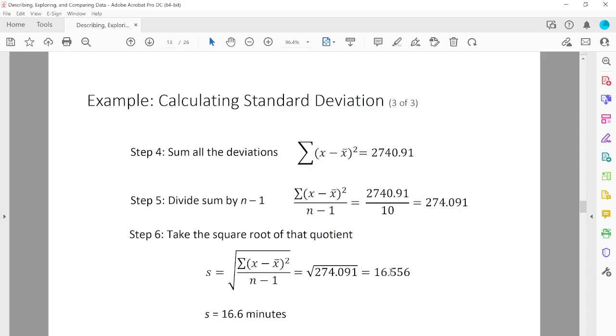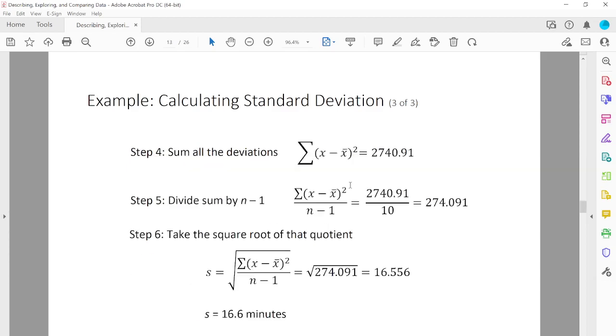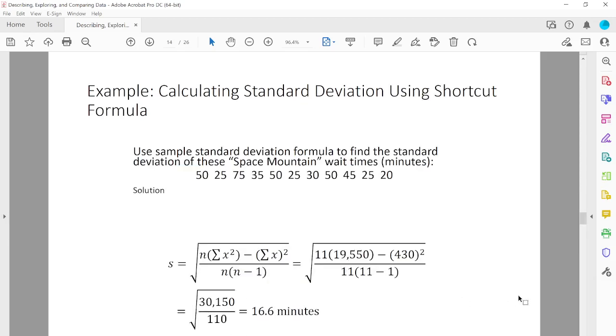which is 16.556. We're going to round it to 1 decimal place here because the data are whole numbers, so at maximum we are going to round it to 1 decimal place, which is 16.6. This is the standard deviation for the sample.